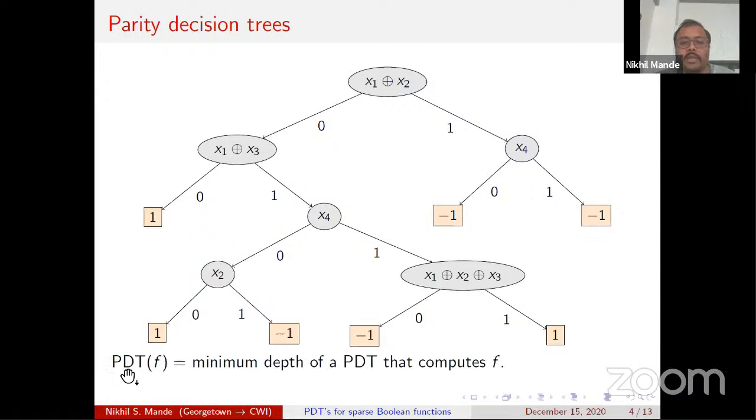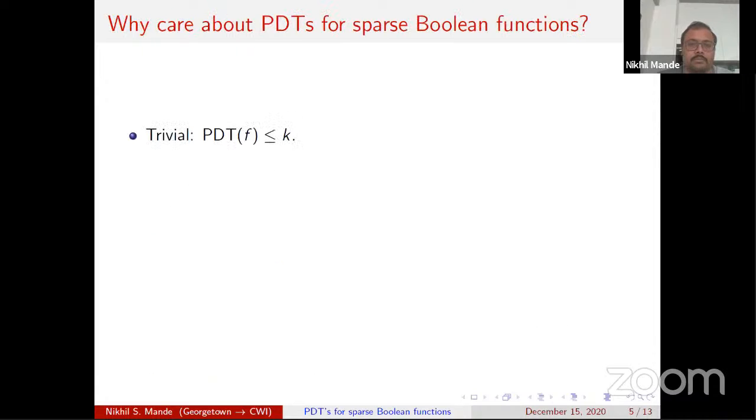And the parity decision tree complexity of a Boolean function f is defined to be the minimum depth of a parity decision tree that computes f. Why do we care about parity decision trees for sparse Boolean functions? Here's a trivial upper bound. Parity decision tree complexity of f is at most k. Recall I'm using k to denote the Fourier sparsity of f.